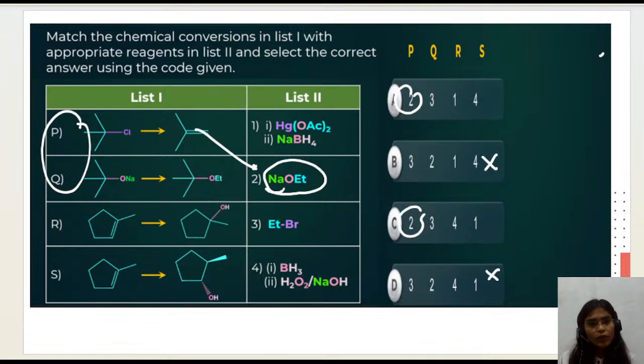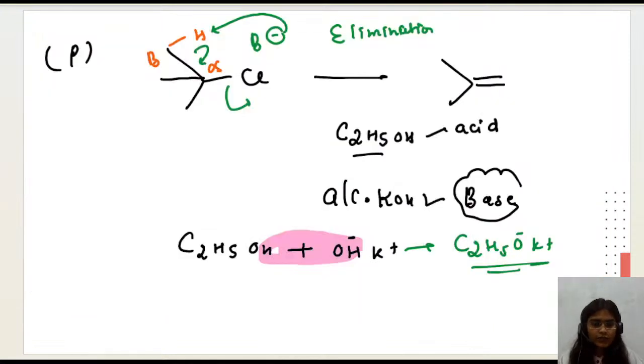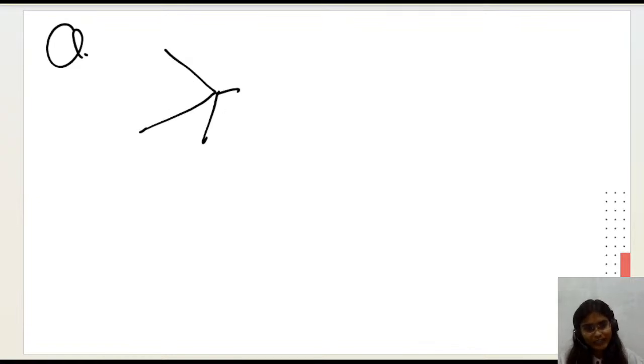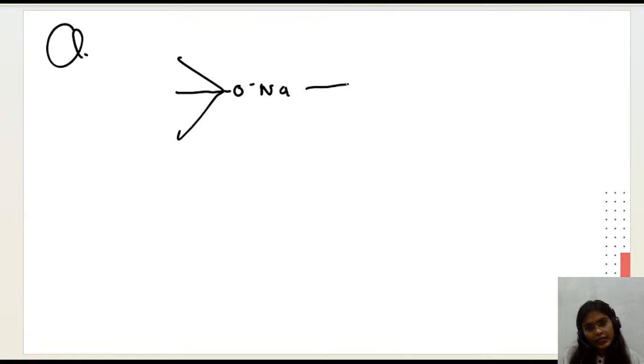Now in the Q option, what you're observing is a kind of substitution reaction. Let me explain the Q part as well. So in the Q option, what are we doing? This is O negative and Na, and then you will have EtBr.